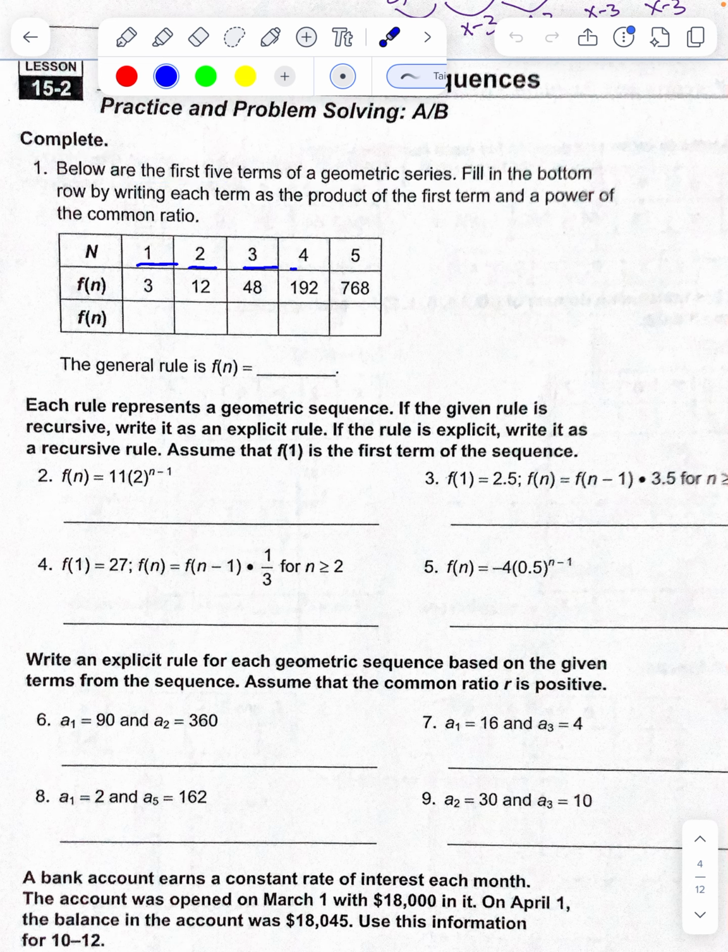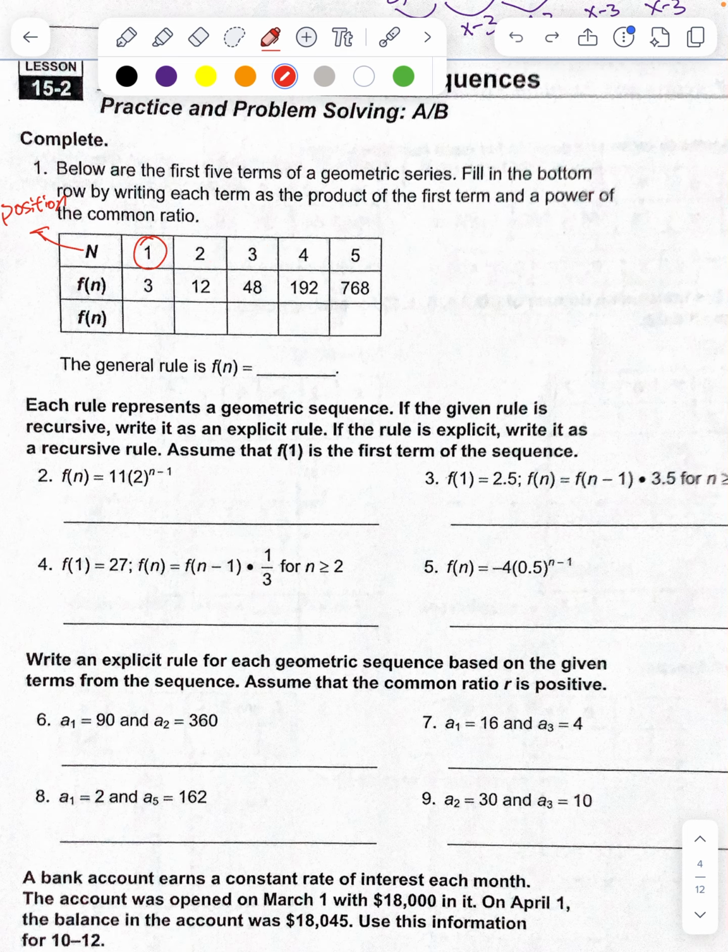1, 2, 3, 4, 5. 5 terms. Yeah, the first 5. So that means there's still more, right? What is n? n is the position number. It's the order, the position number. That means the first position, the second position, third, right?